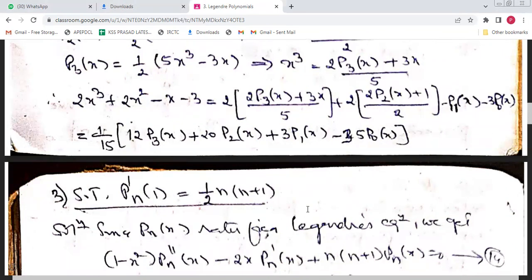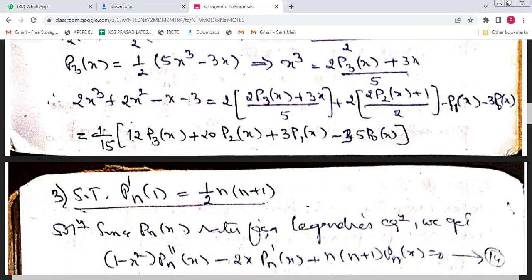Show that Pn dash at 1 is equal to 1 by 2 times n into n plus 1. In order to show this, we know that the Legendre polynomial Pn of x satisfies the Legendre equation. What is the Legendre equation?